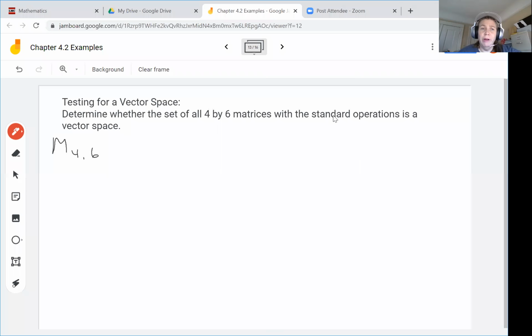Okay, in this video, we are going to look at some sets and determine if they're a vector space or not. So our first test for a vector space here is the set of all 4x6 matrices with the standard operations. We know this is a vector space because we know from the summary of important vector spaces and the examples we saw that the set of all m by n matrices are vector spaces.